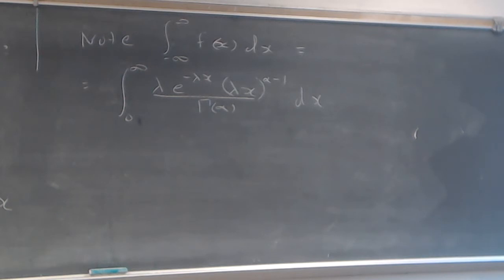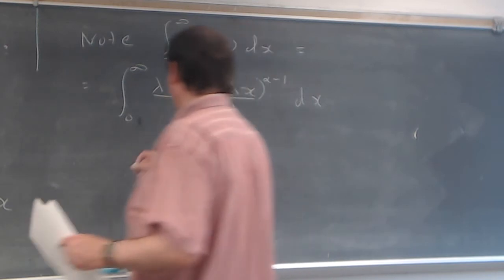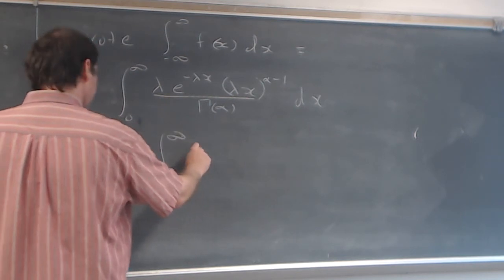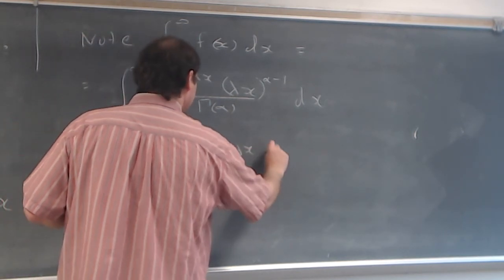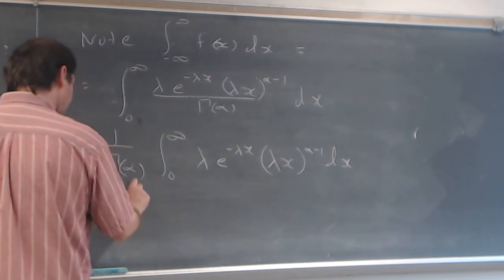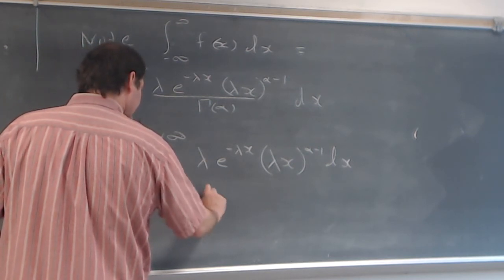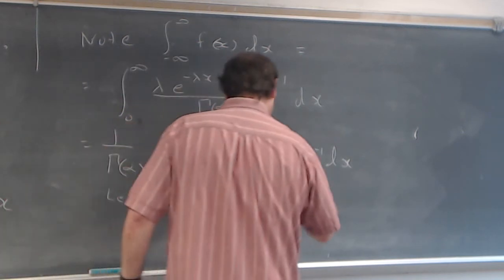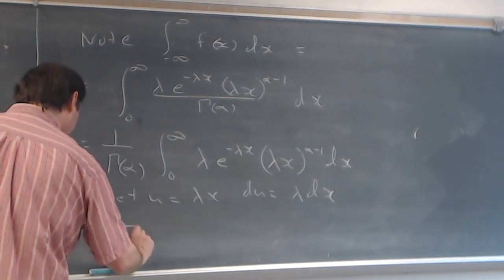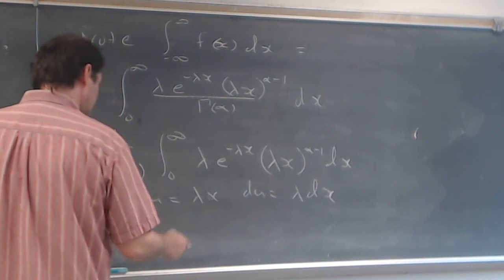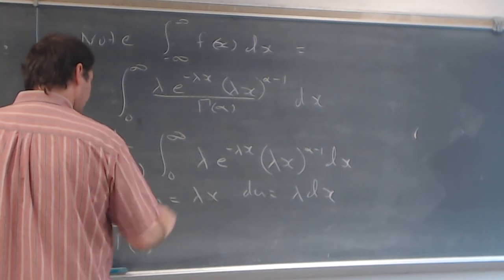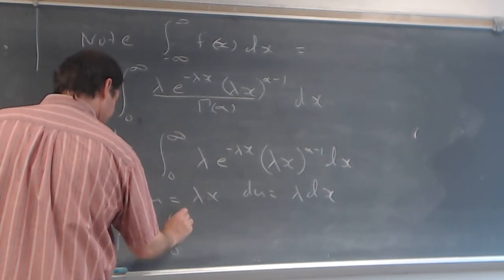What we're going to do is a u substitution after pulling out the 1 over gamma of alpha here. The integral from 0 to infinity, lambda e to the minus lambda x to the alpha minus 1 dx. And the u substitution we're going to do is we're going to let u be equal to lambda x. Then du will be equal to lambda dx. So this lambda and that dx makes du. So we end up getting 1 over gamma of alpha. And look, when x is 0, u is going to be 0. When x tends towards infinity, since lambda is positive, u is going to trend towards infinity. So these limits of integration stay the same.